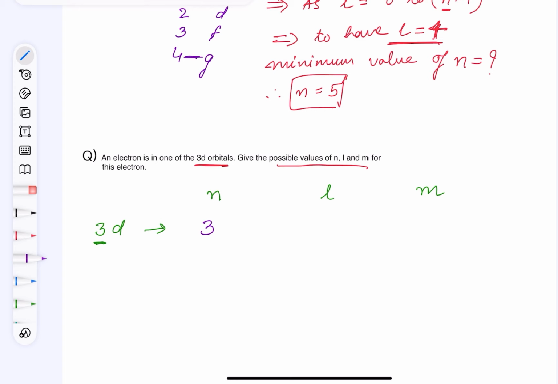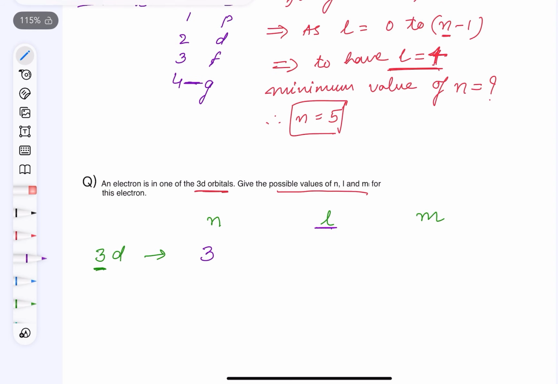Now how do we find out L? As I just told you, values of L range from 0 to n minus 1. Here n is 3. So if we put 3 minus 1, it would be 2. So values of L would be 0, 1, 2, ranging from 0, 1 and 2.